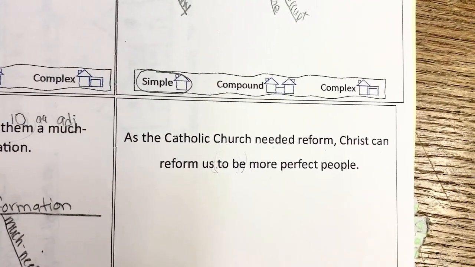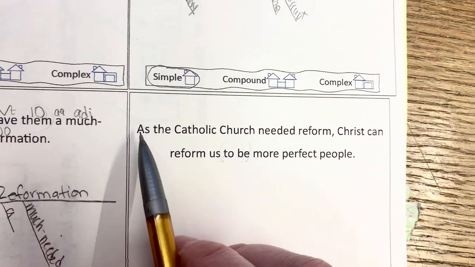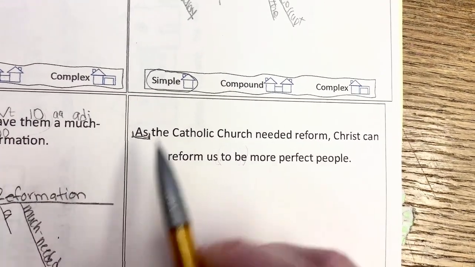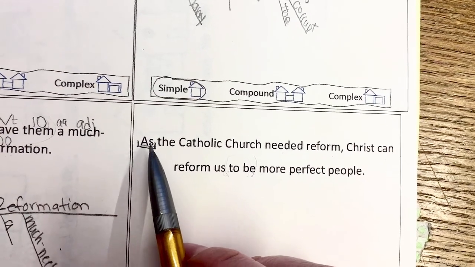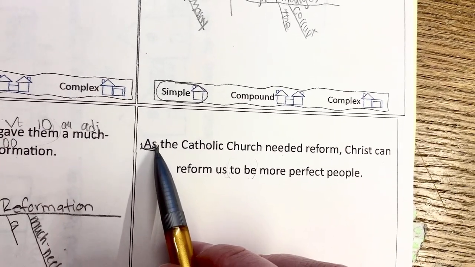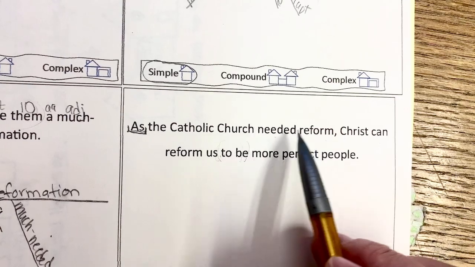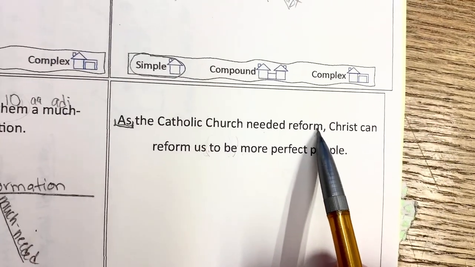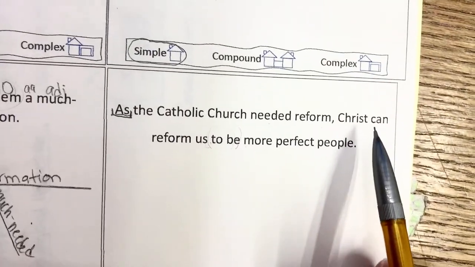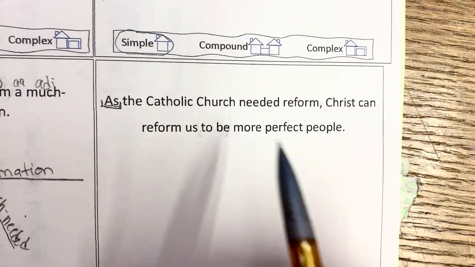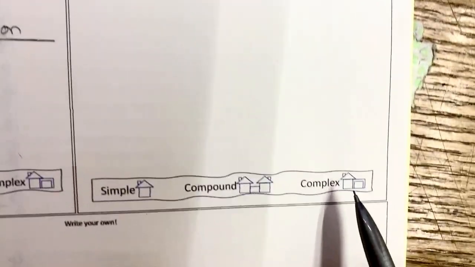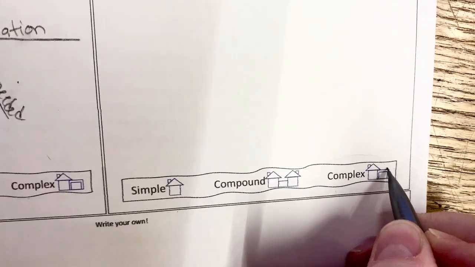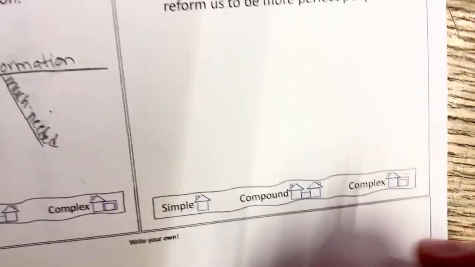What about conjunctions? As is a conjunction. Now, this is a dead giveaway that this is going to be a dependent clause right here, because "as the Catholic Church needs to reform," I can't just have a sentence stick like that. "Christ can reform us to be more perfect people." So we already know this is going to be a dependent clause, which means it's already going to be complex. We already know that because "as" is going to be our dependent clause right there.